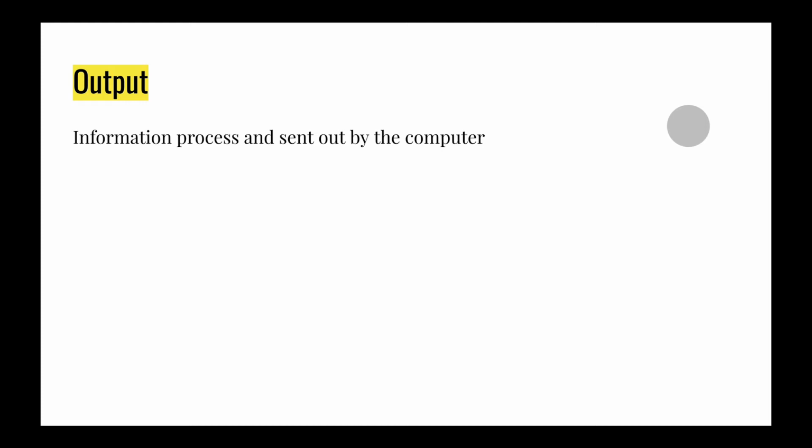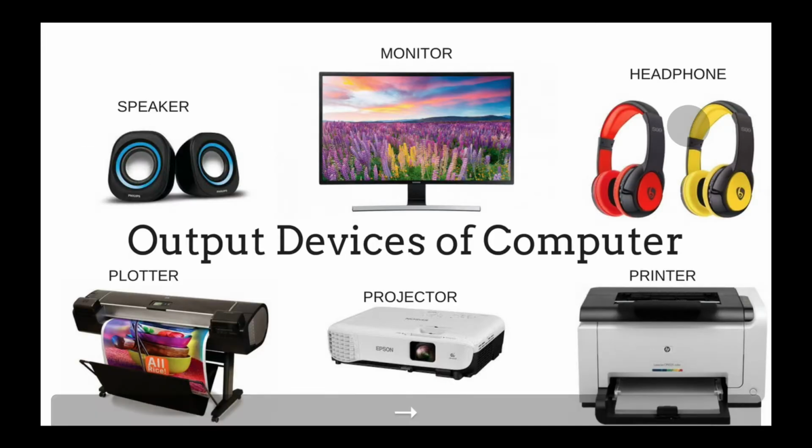Output is basically information processed and sent out by the computer, basically things that you see and hear. These are some examples of output. We have speakers and headphones, which output sound or music. And then we have monitors, which output things that you see in front of you when you're using a computer or maybe watching TV. Same thing with a projector. And then we have plotters and printers, which produce a physical printout of an image.